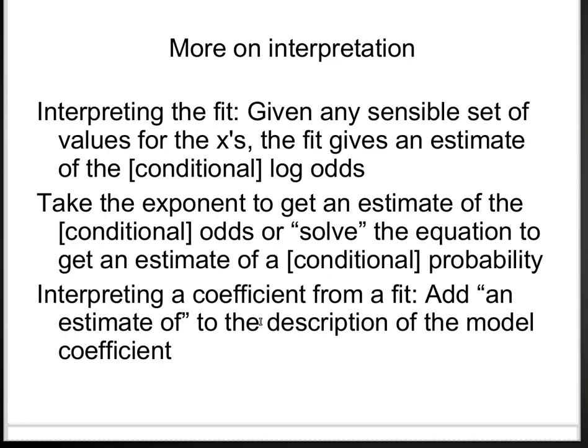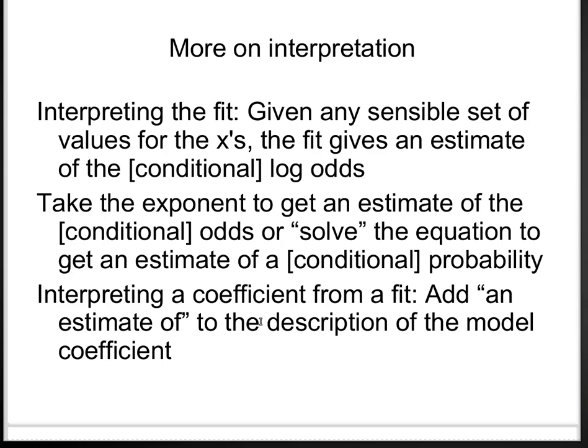Notice now that we have two things. We've got the coefficients. Those are the unknown population characteristics, the betas. When we construct a fit, we then will have estimates of those regression coefficients. So it means that once we've constructed an interpretation for a regression coefficient, then once we get its estimate from a fitting procedure, all we have to do to the description is add the phrase "an estimate of."